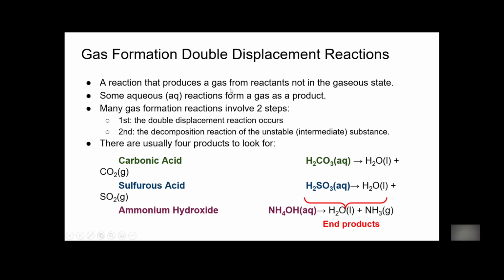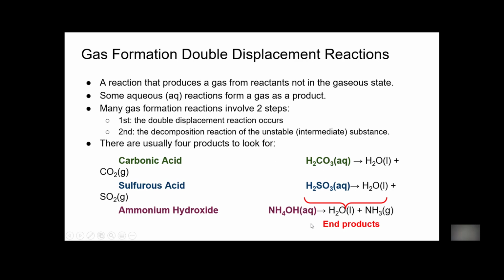Some aqueous reactions form a gas as a product. And there are 2 steps to these. This is what makes these confusing. I have more slides to give way more examples of what's going on here. The first is the double displacement reaction. So you'll complete the double displacement reaction and you'll get a weird product you've never seen before, like this. And you don't know what to do.